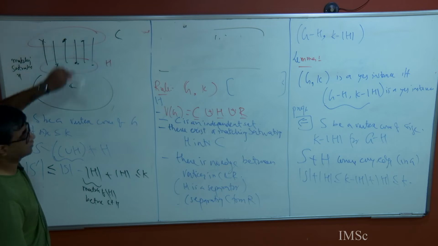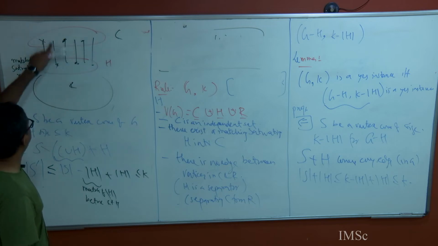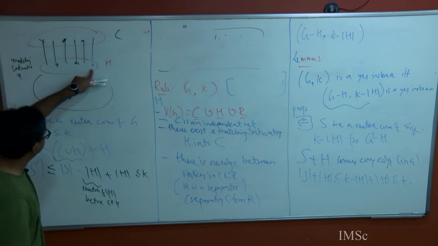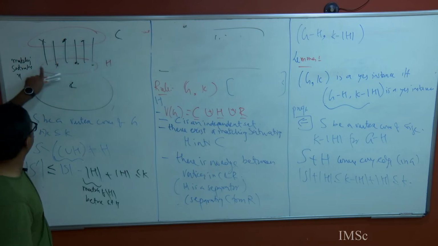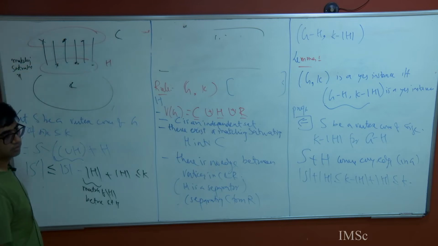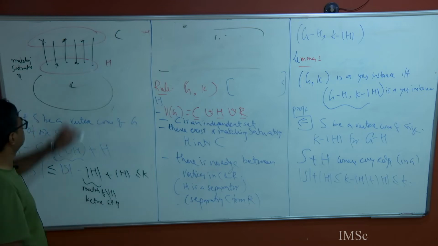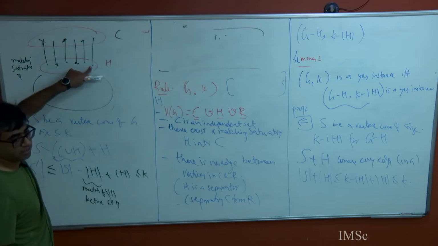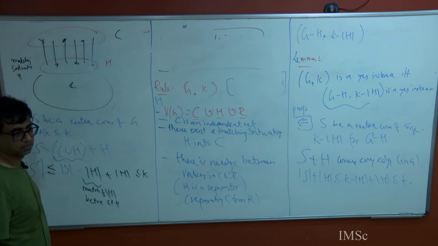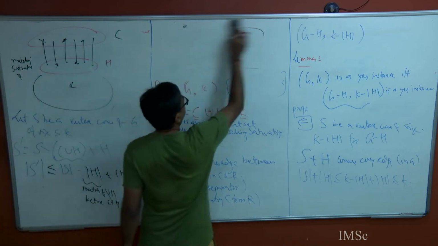Matching H into C. There is a matching between H and C where every vertex in H is saturated. There is no vertex here which is not saturated. That's what it means, H into C. Matching, one endpoint is in H, the other endpoint is in C. That's it, nothing more. Okay.